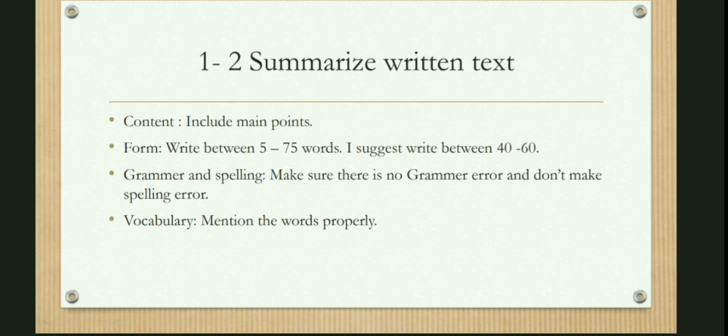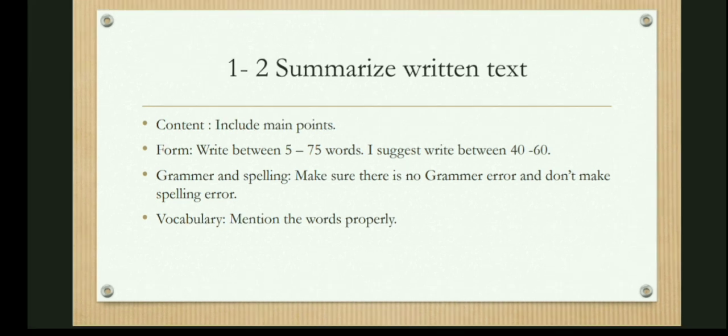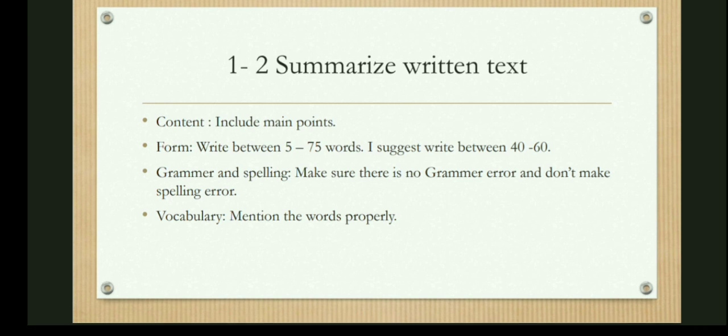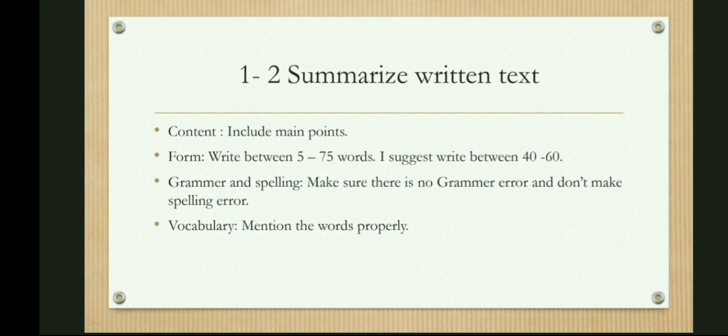So in your exam, you might have to deal with 1 to 2 Summarize Written Text tasks. You will be marked on the basis of content, form, grammar and spelling, and vocabulary. To score 90 out of 90 in content, you have to include all the main points. Form: write between 5 to 75 words. I suggest write between 40 to 60 words.